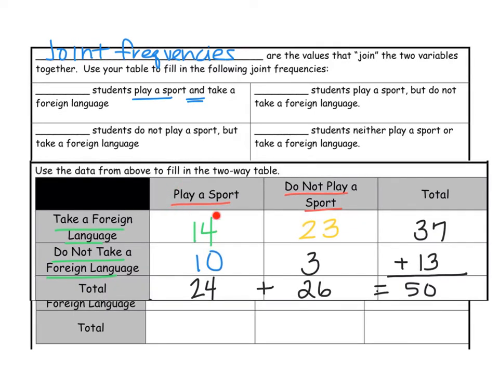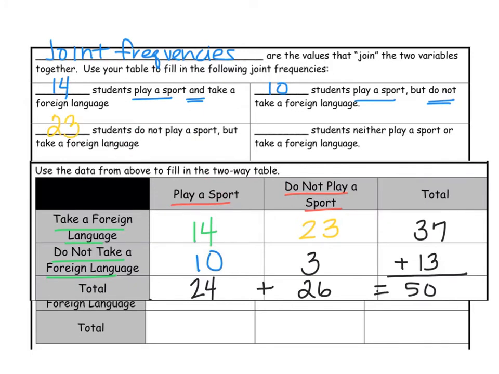We're going to use that table to find out how many students play a sport and take a foreign language. So here's our play a sport category and take a foreign language, so that joint frequency is 14. So the number of students that play a sport and take a foreign language is 14. Second one, students who play a sport but do not take a foreign language. So again, here's our play a sport. How many do not take a foreign language? And that is 10. The next one, the students who do not play a sport, so we're looking in this category right here, but take a foreign language. So do not play a sport and take a foreign language is 23.